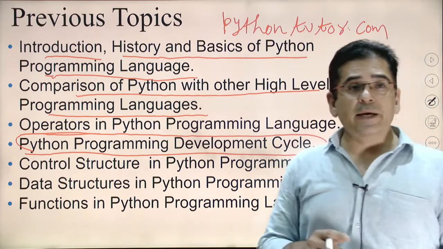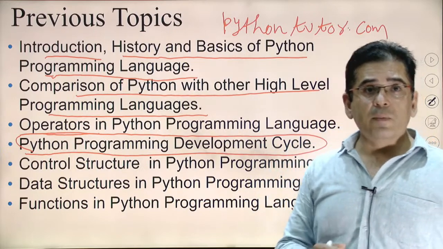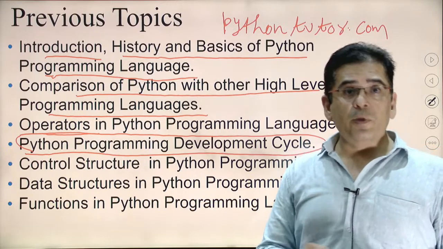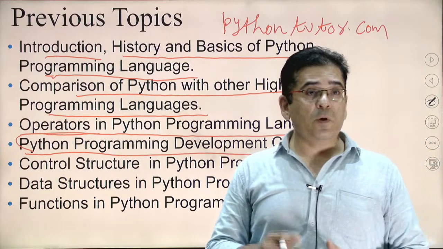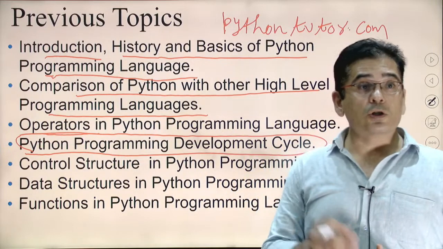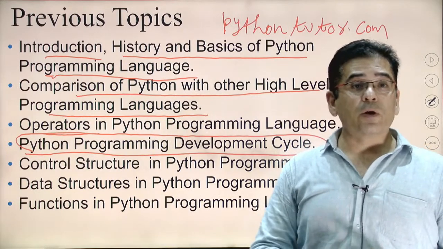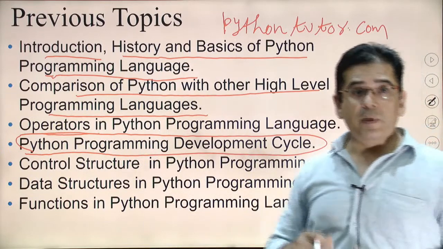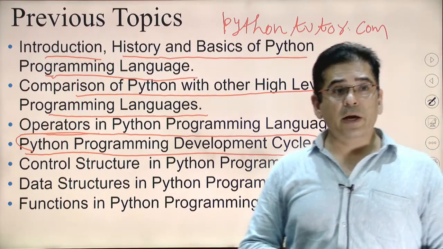But in languages like C or C++ or even Java, we need a compiler to convert the .c program into .obj program, or the .cpp program into .obj program, or the .java program into bytecode. So that was one more step required in the previous languages, but Python's development cycle is different. It directly interprets the code and executes it.